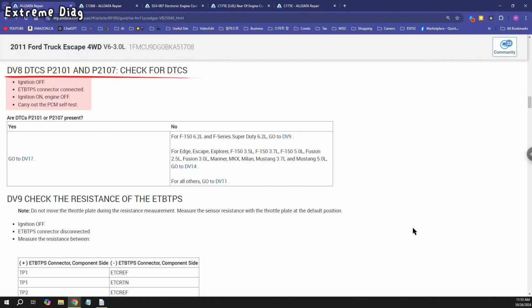DV8 says to reconnect the throttle body connector. Rescan to check if codes P2101 or P2107 appear. I'll skip this step. If those codes were present, they would have appeared on the initial scan. Since only P2111 appeared after confirming the symptom, rescanning won't make a difference. The answer is no, so proceed to DV14.